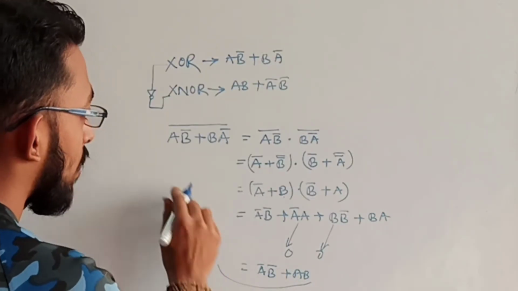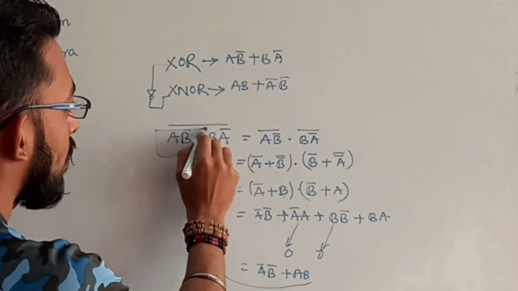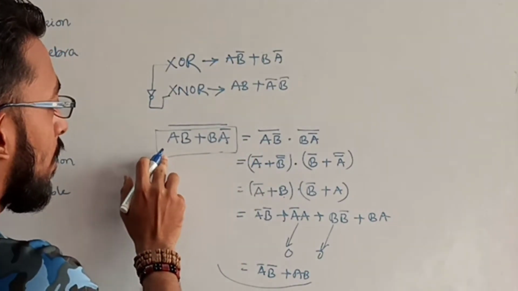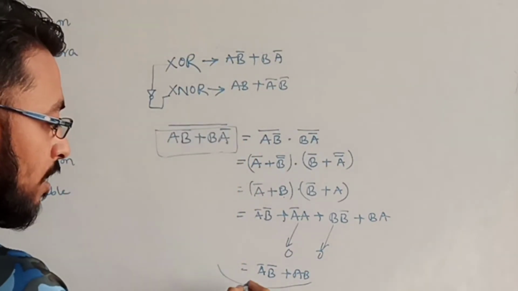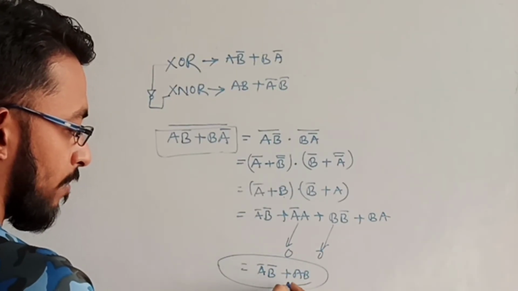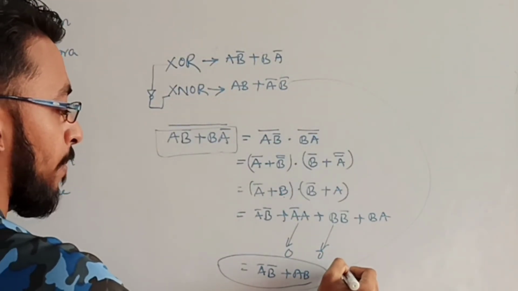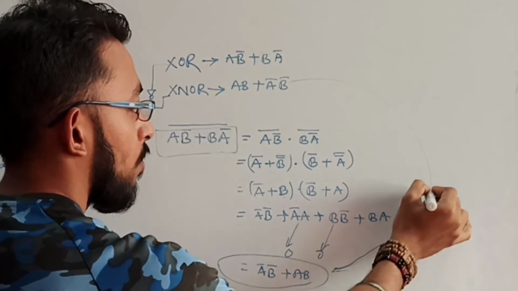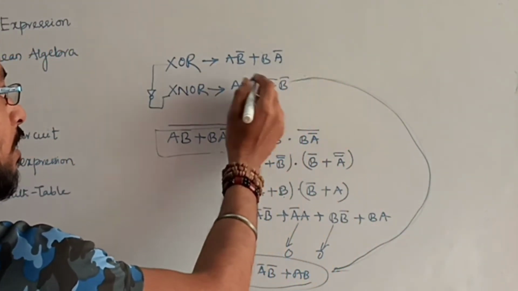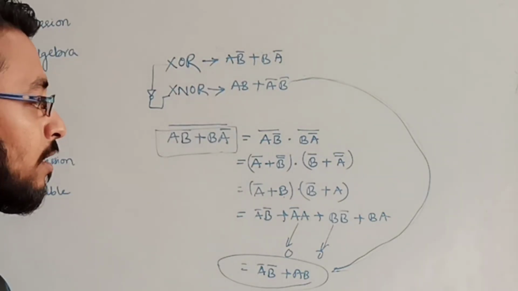So you see, this one is the expression for XOR. We just applied one NOT gate, and what we got? A bar B bar plus AB, which is nothing but the output of my XNOR. It means by applying De Morgan theorem, we can cross check our XOR and XNOR gate.